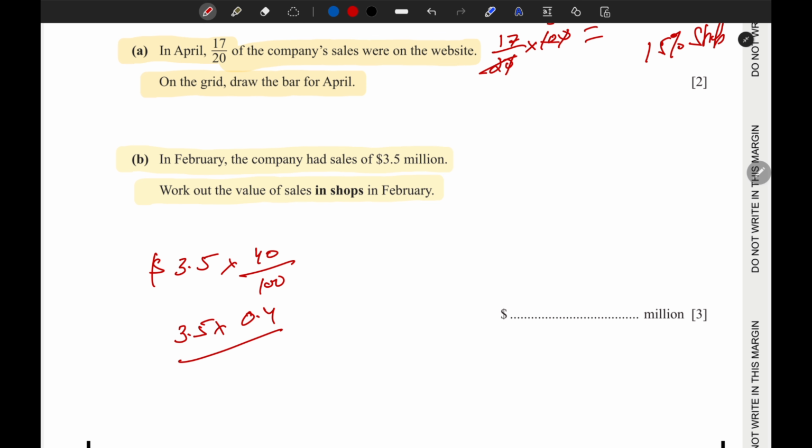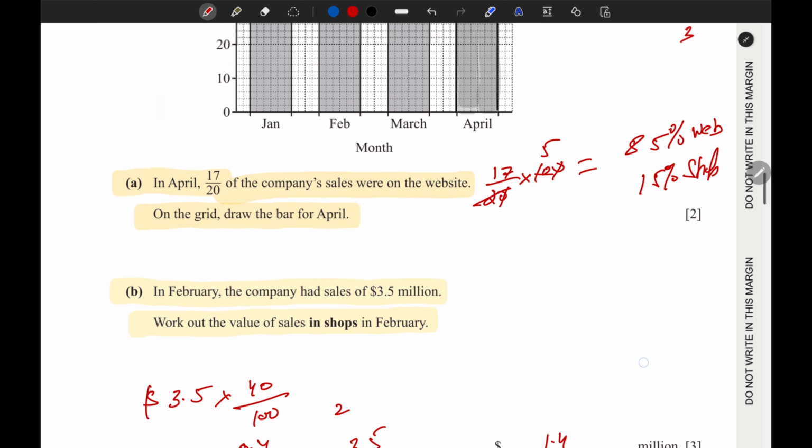Okay, so let's do the multiplication. 3.5 into 0.4. So 5 fours are 20, 0 carry over 2, 4 threes are 12, plus 2 is 14, and then 2 decimal points. So this is $1.4 million, the total sale in the shops only. Okay.